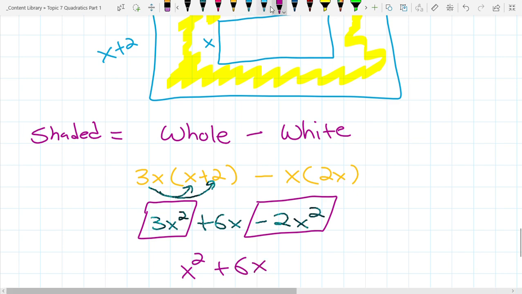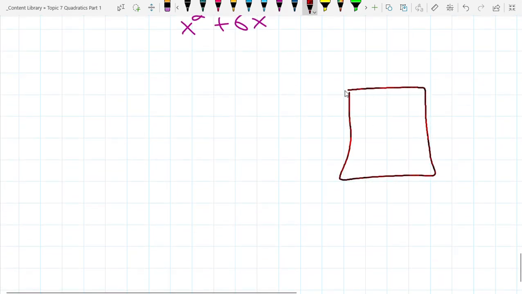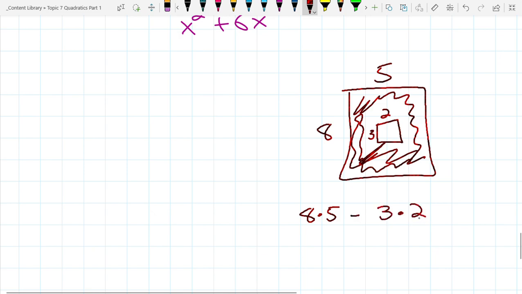And again, for example, the 5th grade problem, they would have said, hey, this is 5 by 8. The inside is 2 by 3. Find the area of the shaded part. So you would have done 8 times 5 minus 3 times 2. But we're not using just regular numbers, we're using expressions, and that's why we consider it an algebra problem.